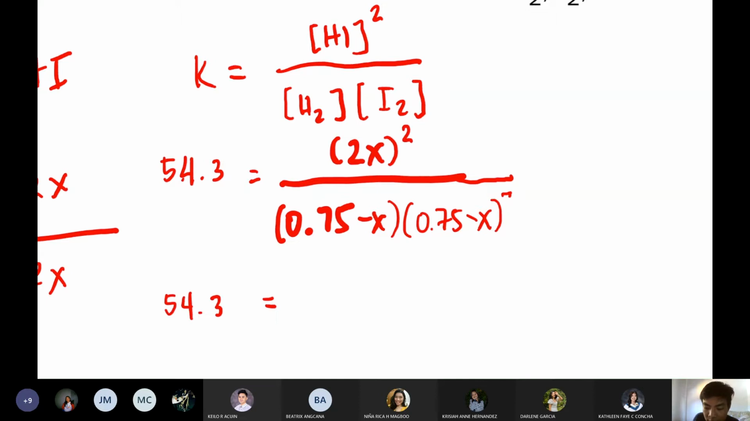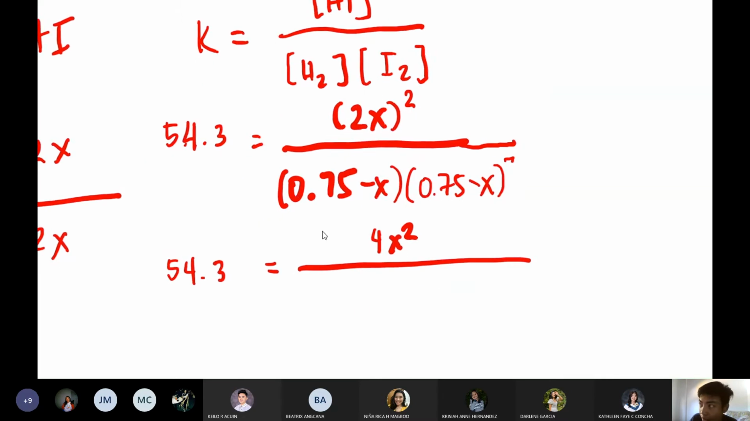So on the numerator, we have 2x squared. Okay, so that will be 4x squared. Okay, so 2 will be raised to 2, x will be raised to 2. Okay, so that is 4x squared. Okay, for the denominator, we're going to do the FOIL method. So first terms, multiply them.